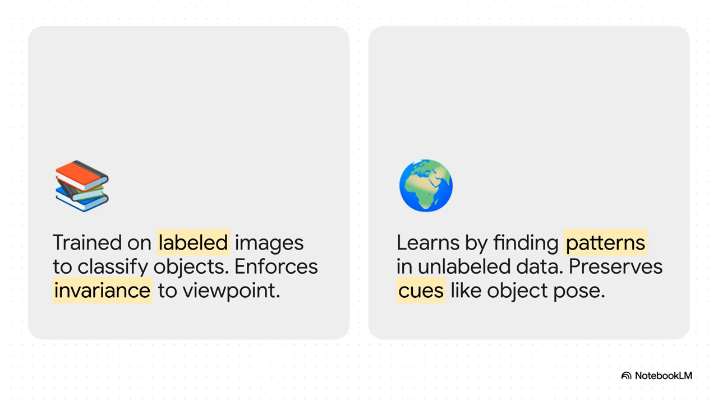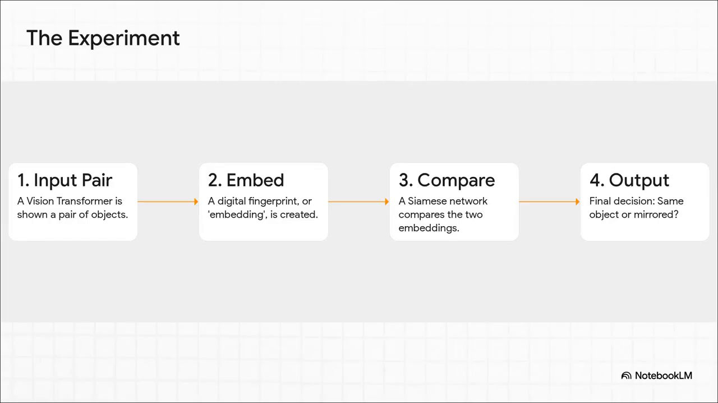Then they took the internal embeddings generated for each image and used a lightweight classifier, a Siamese network, basically, to compare them. To ask, are these embeddings similar enough to be from the same object, just rotated, or different enough to signal a mirrored object? Precisely. It isolates whether the model's learned features inherently capture that crucial geometric pose-related information. It's a test of the representation itself.